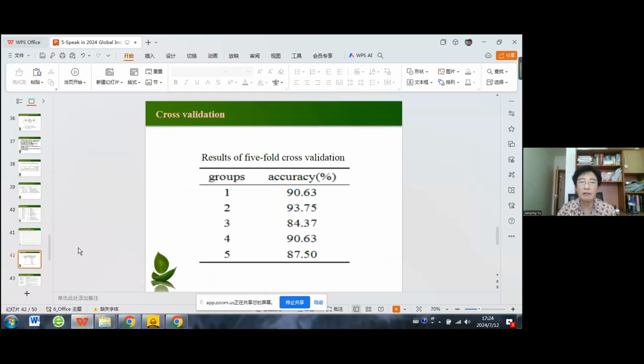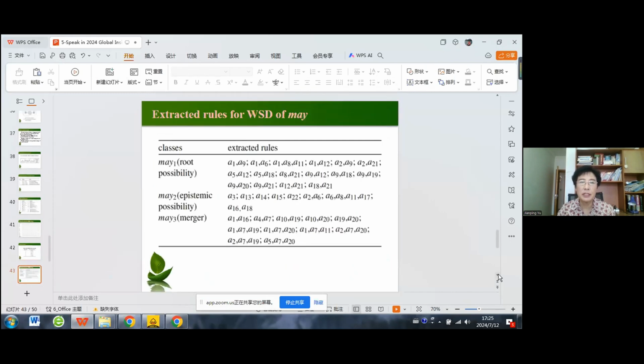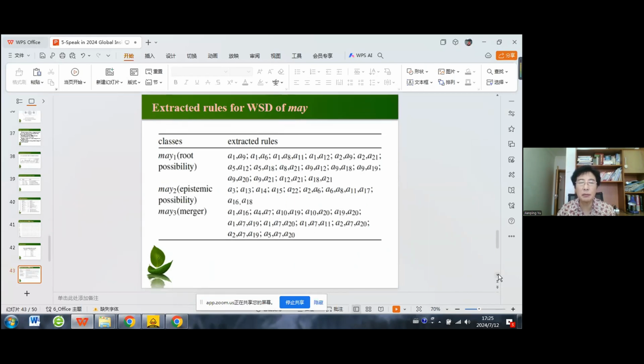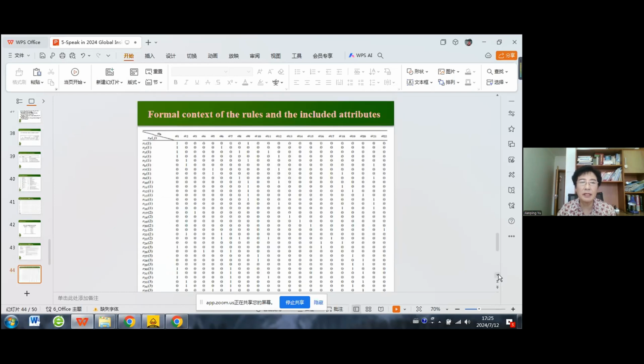And this is a 5-fold cross-validation of the model. And then we extracted the rules for word-sense disambiguation for may class 1, may class 2, may class 3. Based on these rules for word-sense disambiguation, we build another formal context. In this formal context, the objects are all the rules for word-sense disambiguation, and the attributes are the features included in the rules. Based on this formal context, we analyze the features causing semantic merger.